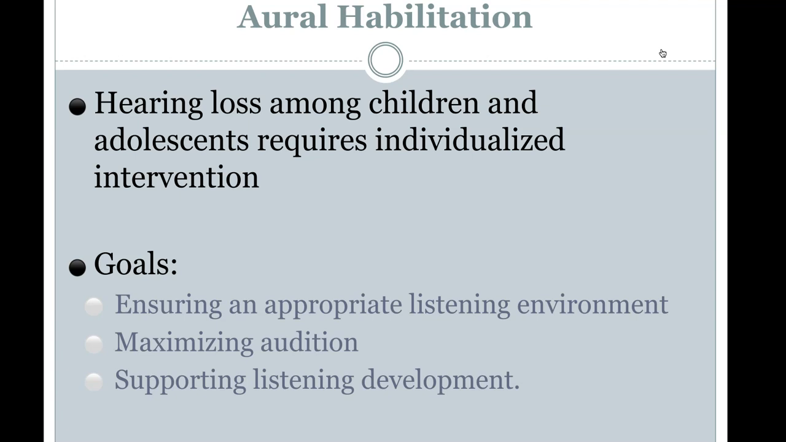Aural habilitation. Hearing loss among children and adolescents requires individualized intervention. The goals are going to be ensuring an appropriate listening environment, maximizing audition, so maximizing as much as they can hear, and supporting listening development, so really working with them to be a good listener and understand what they're listening for.